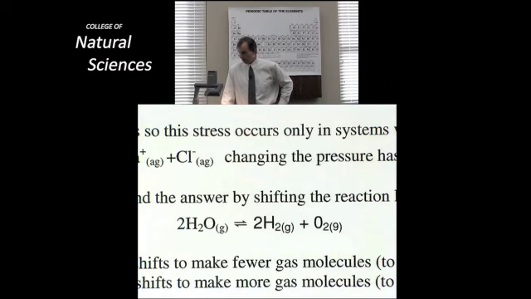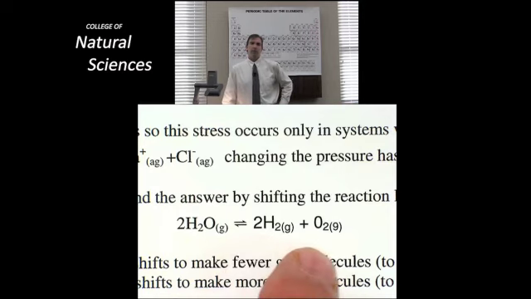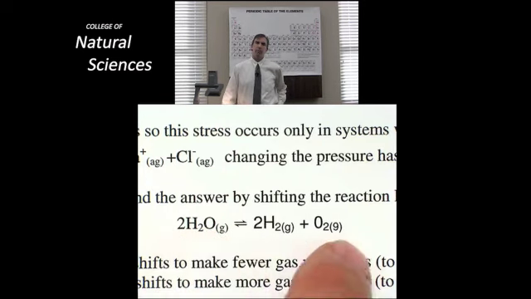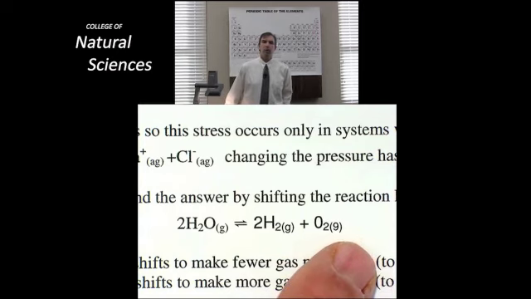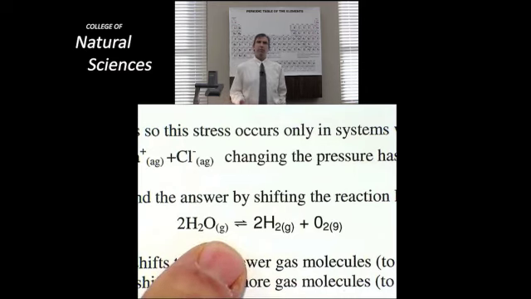So here's an example down here. I've got water reacting to make hydrogen and oxygen. I could write this as a problem in which I talked about the amount of water going down or up, or hydrogen and oxygen going down or up as a concentration change, but instead I'm going to talk about it in terms of changes in pressure. So watch this. I'm going to decide, for example, that I'm going to increase the pressure of this system. What is the system's response?